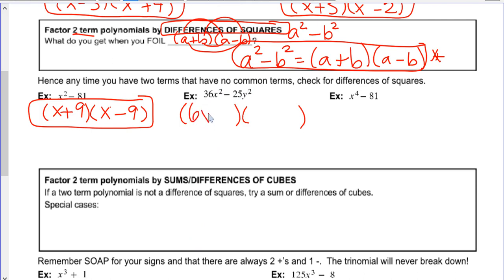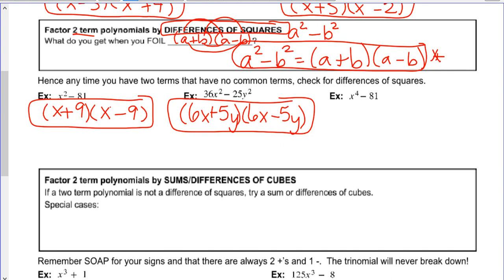It is a 6, so I'm going to put a 6x in the front. What do I multiply by itself to get 25? It is a 5, and I need to put a y in the back. Same way with this one. One is a plus, and the other is a minus. Doesn't matter if you put the plus first or the minus first. Just at least I have one plus and one minus, and that is it. That is your difference of squares.